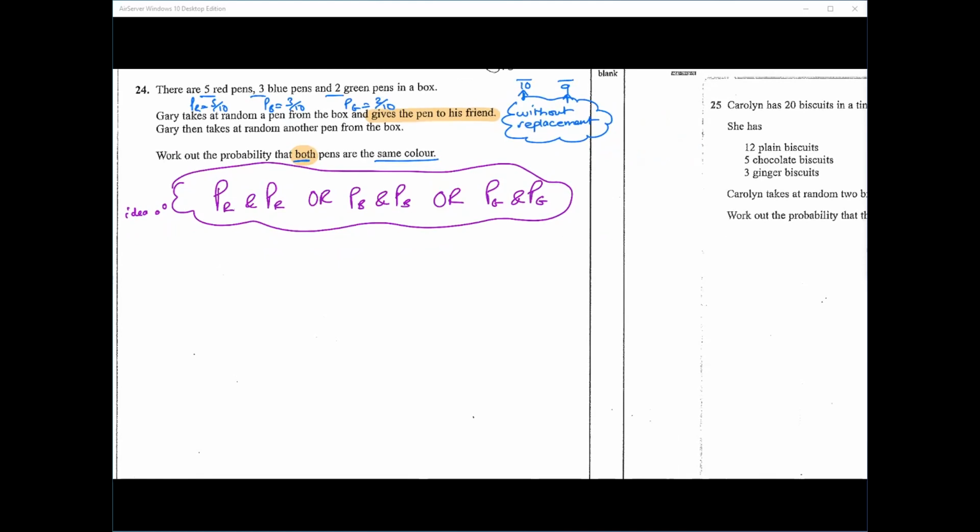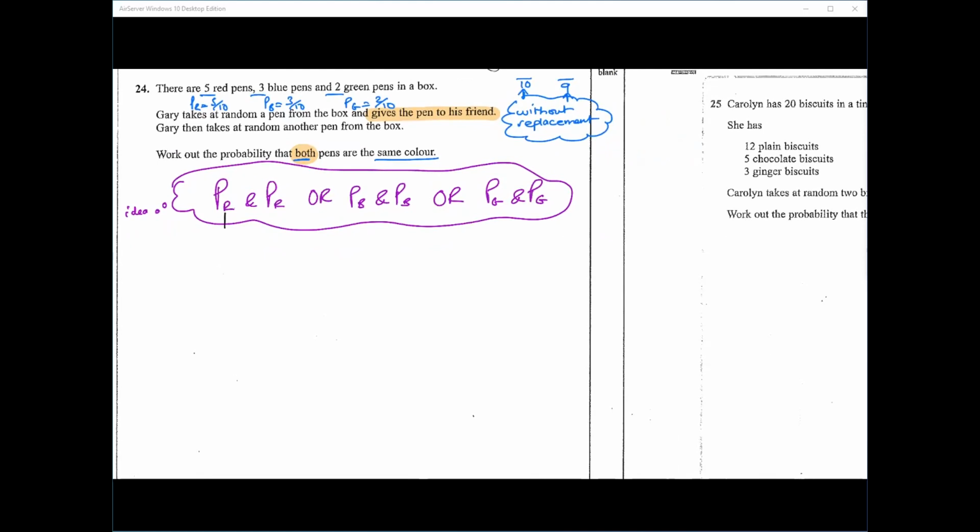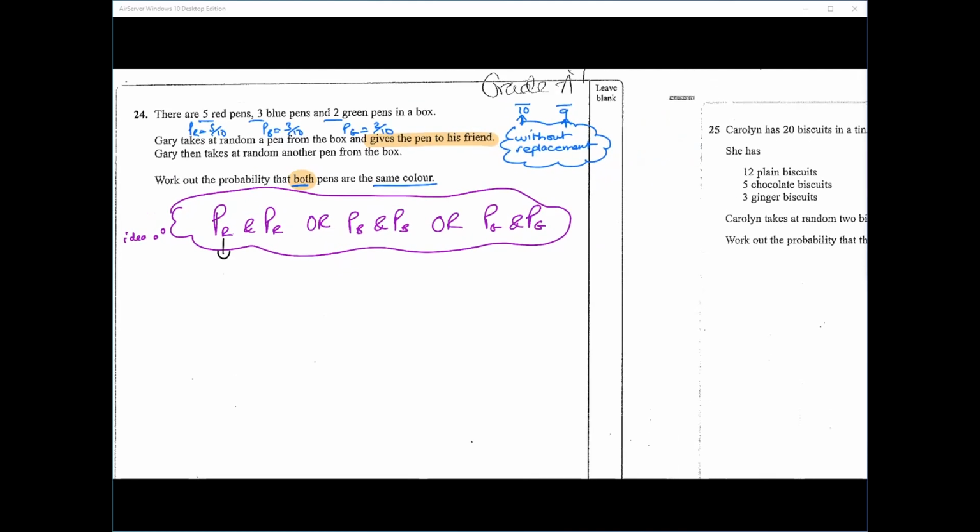So now, Mr. Ismail, put a layer of maths on it for me now, please. You do 5 over 10 multiplied by 4 over 9. So 5 over 10, the and means multiply. What happens to the red? Why have you dropped it to 4 over 9? Because it says he gives one to his friend, so that means 1 less. So he's given one, the red one that he's picked, to his mate. So he's got 4 reds left. So he's lost 1 red and he's lost 1 in the total. Is that right? Yeah. Okay, lovely.